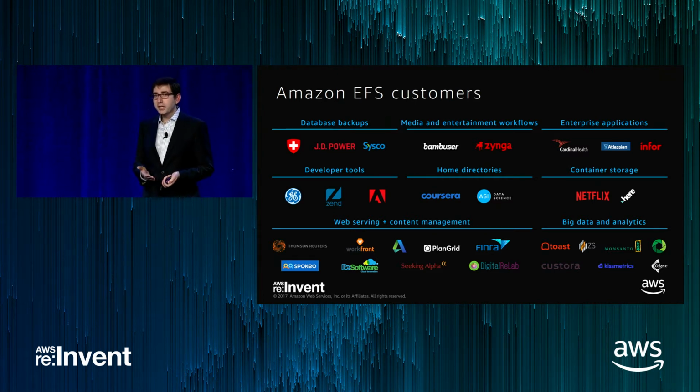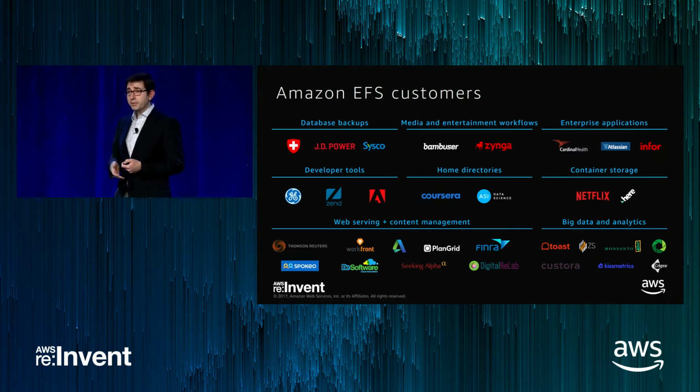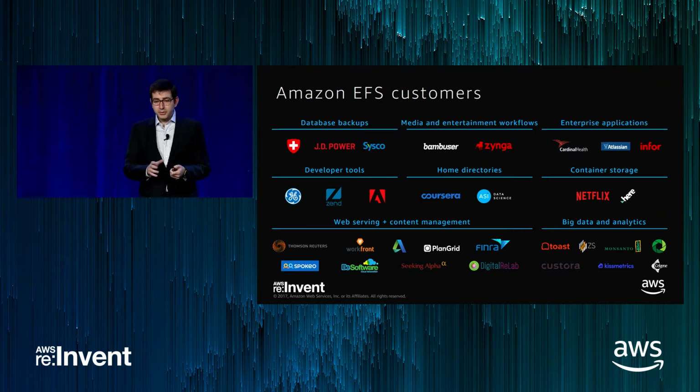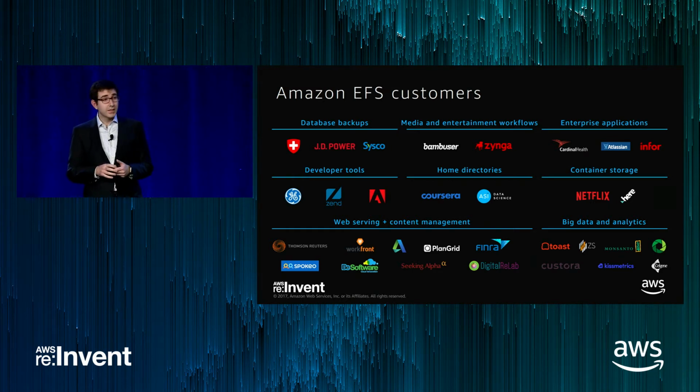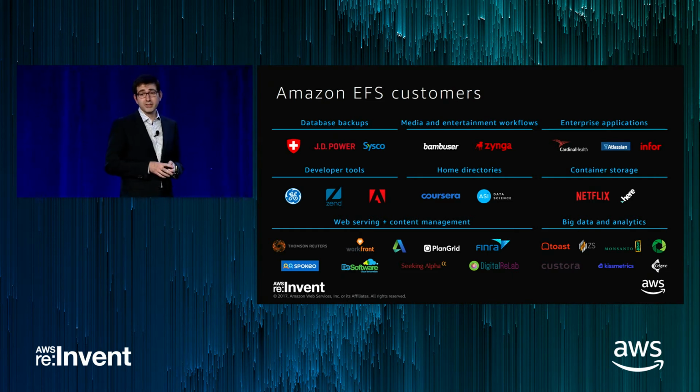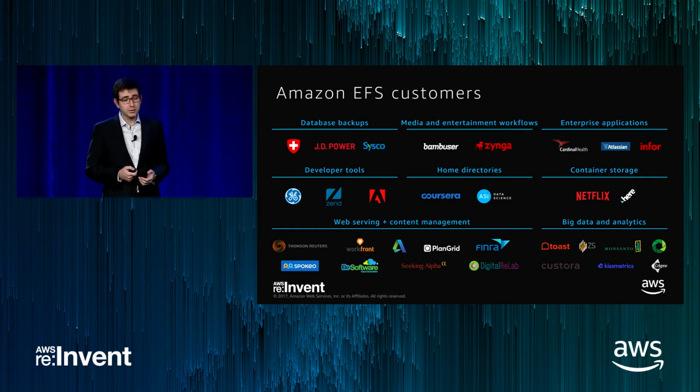And then we have big data and analytics workloads. So Monsanto, they have a video online about how they use EFS to power a large geospatial analytics platform. Toast, which is a point of sales company that targets the restaurant industry, uses EFS as a low-cost replacement for HDFS. And then Castora, they do retail marketing analytics, and they're using EFS for data ingestion and analytics platforms. So really a very wide variety of use cases, which is really exciting.